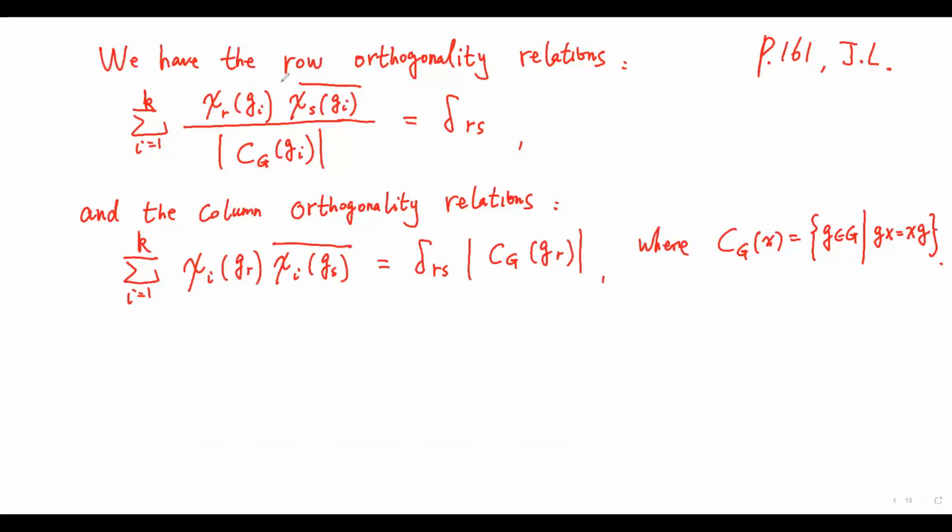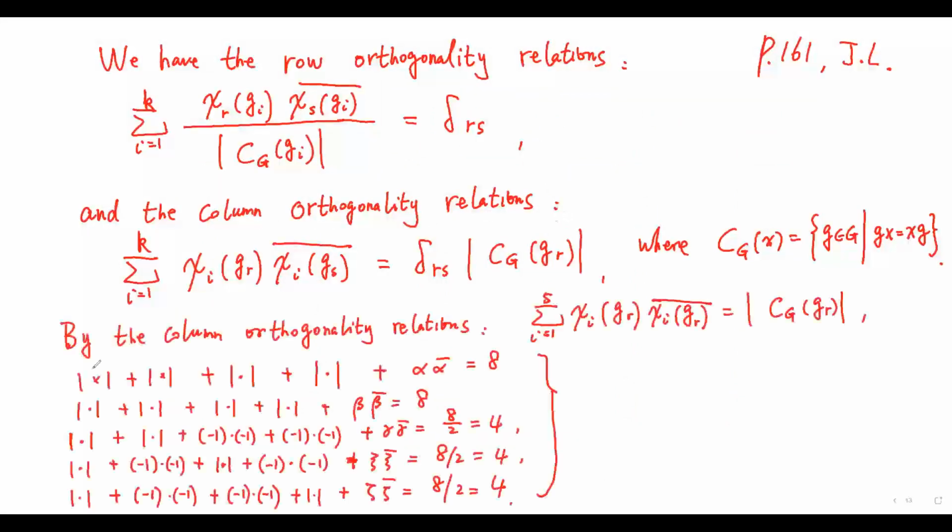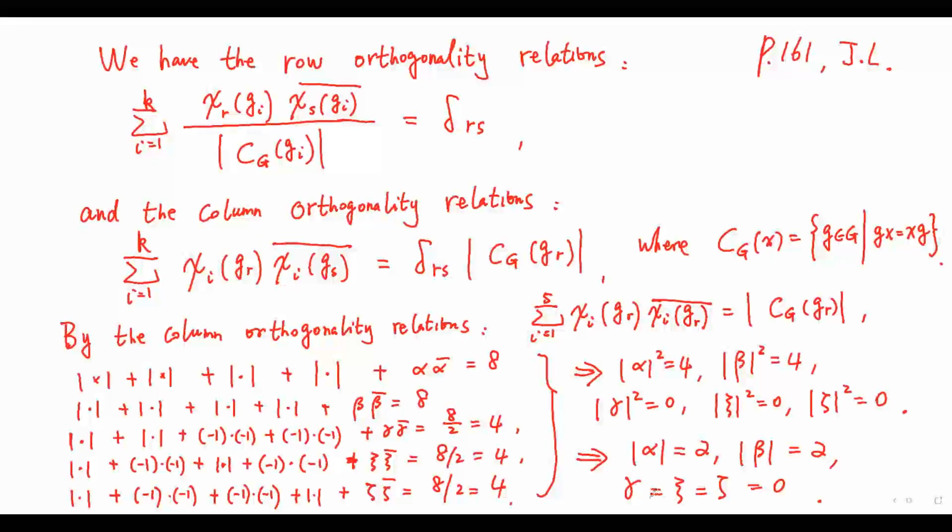We have the row and the column orthogonality relations. By the column orthogonality relations, we get those identities. From those, we get these identities. So gamma equals c equals theta equals 0. And alpha, beta are equal to 2 or minus 2.